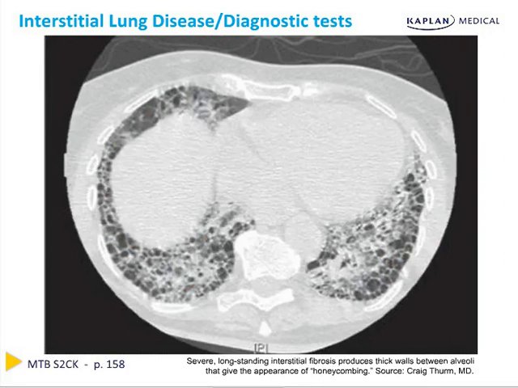A CT scan, on the other hand, can give you much better definition of the interstitial process that's going on. Here, we see severe, long-standing interstitial fibrosis that has actually resulted in thickening of the walls between the alveoli. This gives the classic appearance of honeycombing. In this situation, it's probably due to IPF, or idiopathic pulmonary fibrosis. In this disease, we classically see worsening of the honeycombing in the periphery of the lungs. As you can see, the disease does appear worse in the periphery.